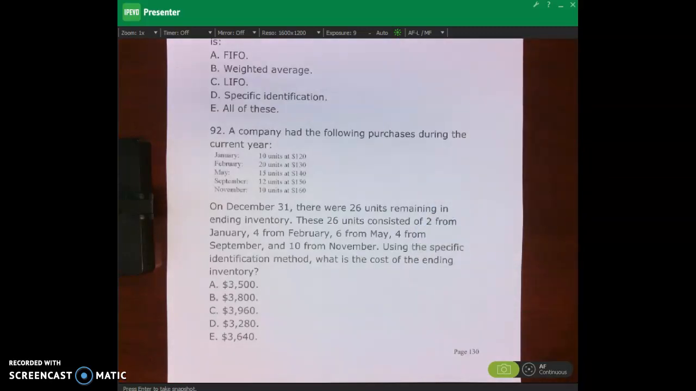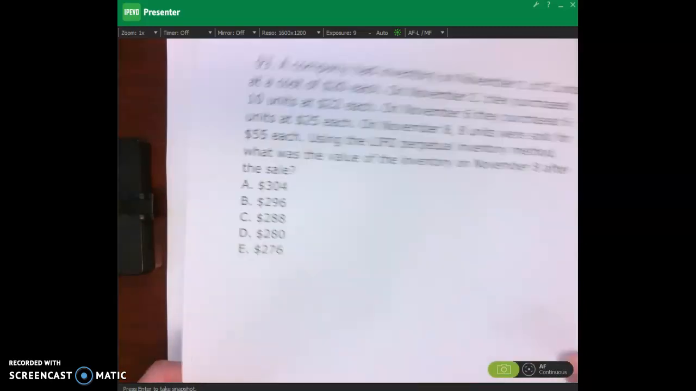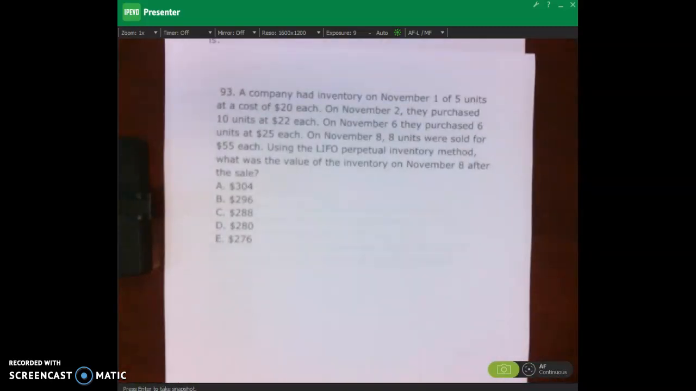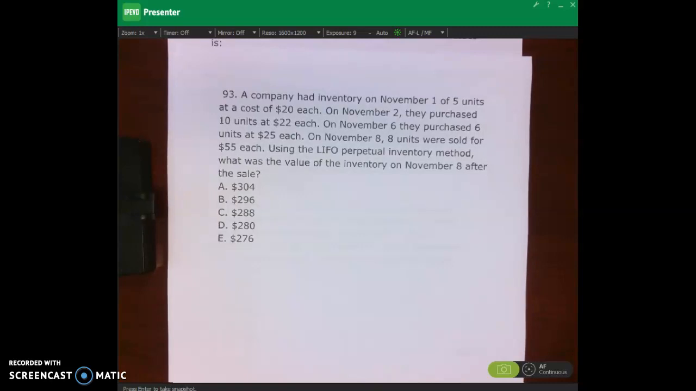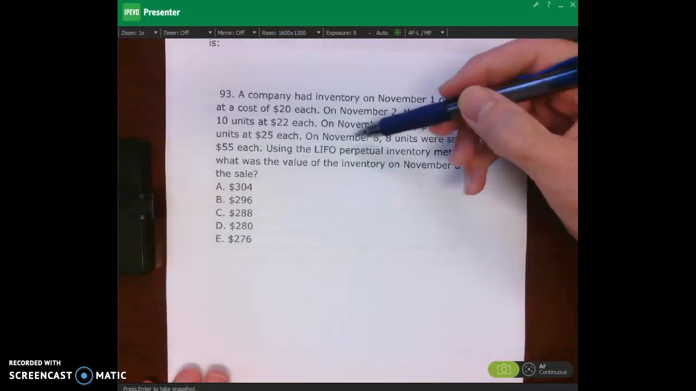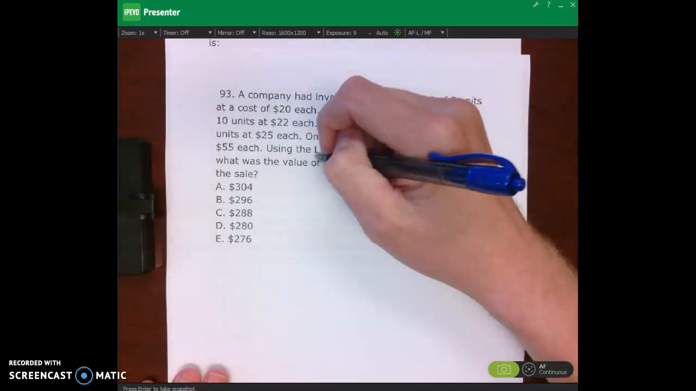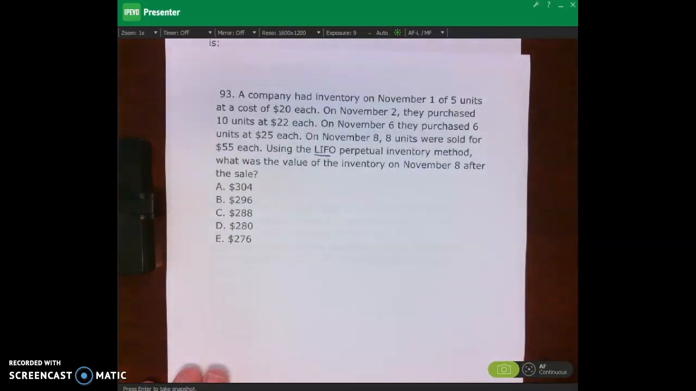Look back at what we did with specific identification to see if you can figure that one out. Then let's look at 93 on the next page. It says the company had inventory on November 1st, 5 units costing $20 each, and it goes on and lists all those. Using LIFO, what's the value of ending inventory?